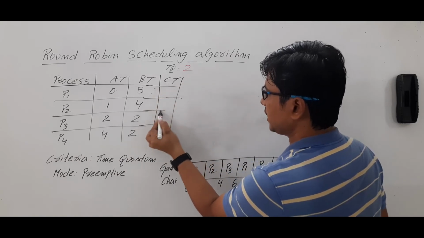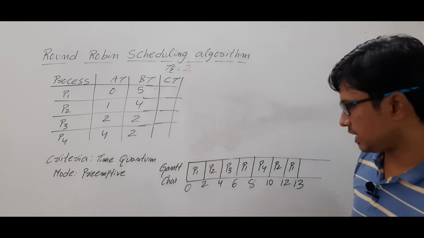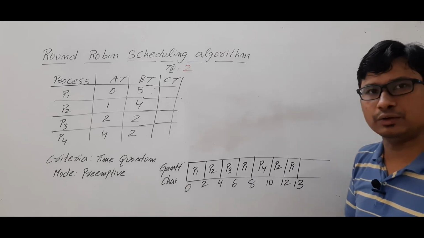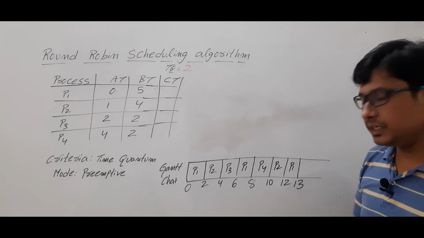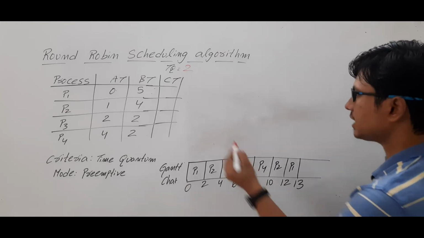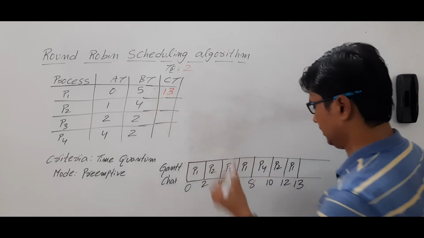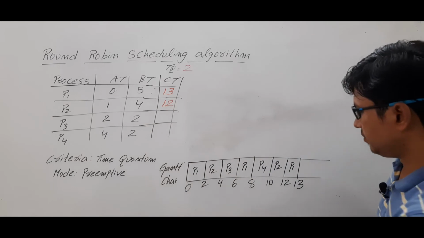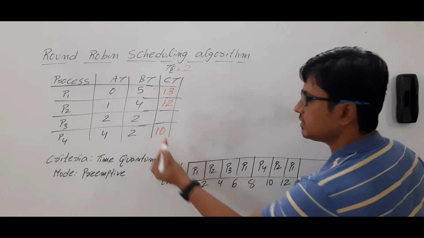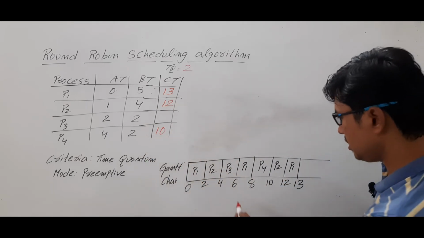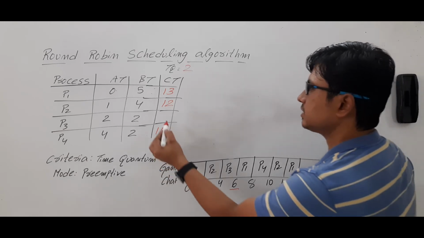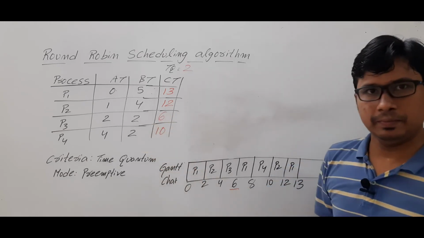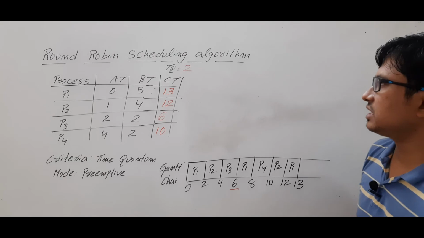The completion time means the time at which the process has completed its task and gone to the terminated state. Process P1 has completed at 13 units of time. Process P2 has completed its task at 12 units of time. Process P4 has completed its task at 10 units of time. Process P3 has completed its task at 6 units of time. Is it clear? Are you able to understand it or not?